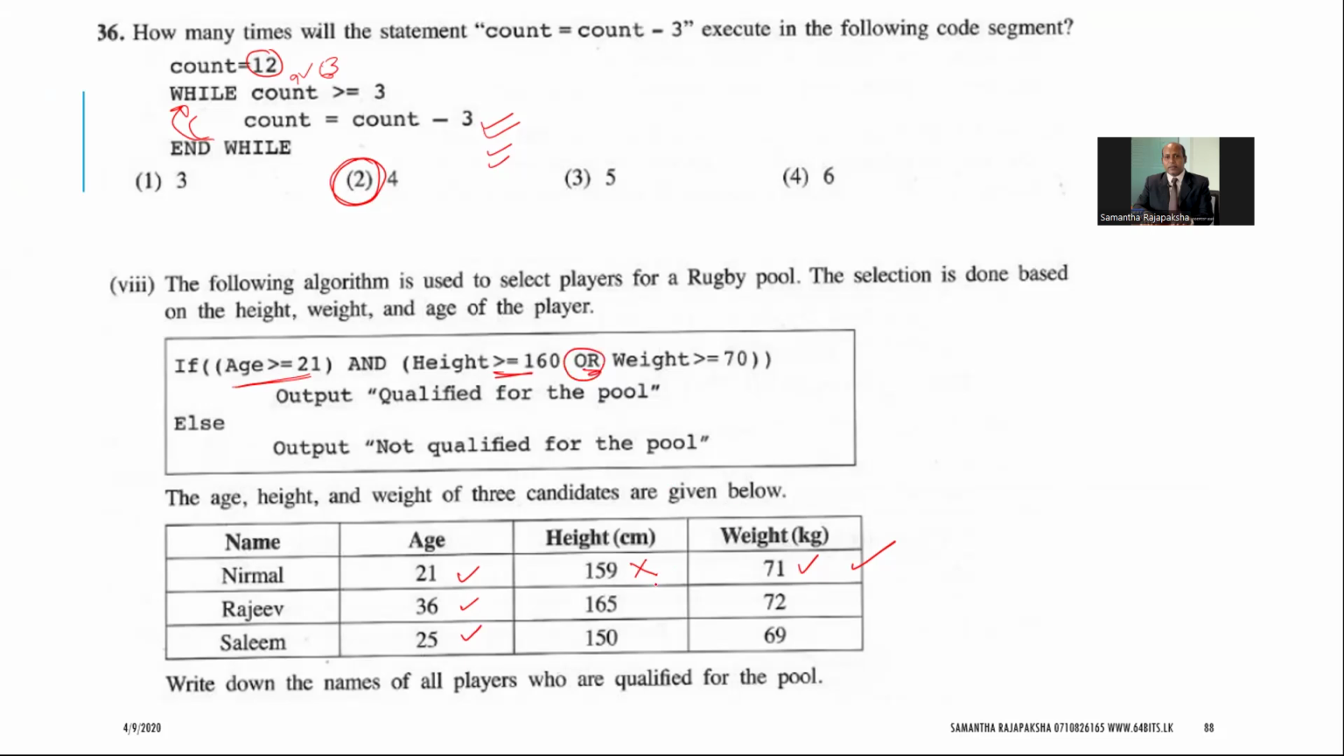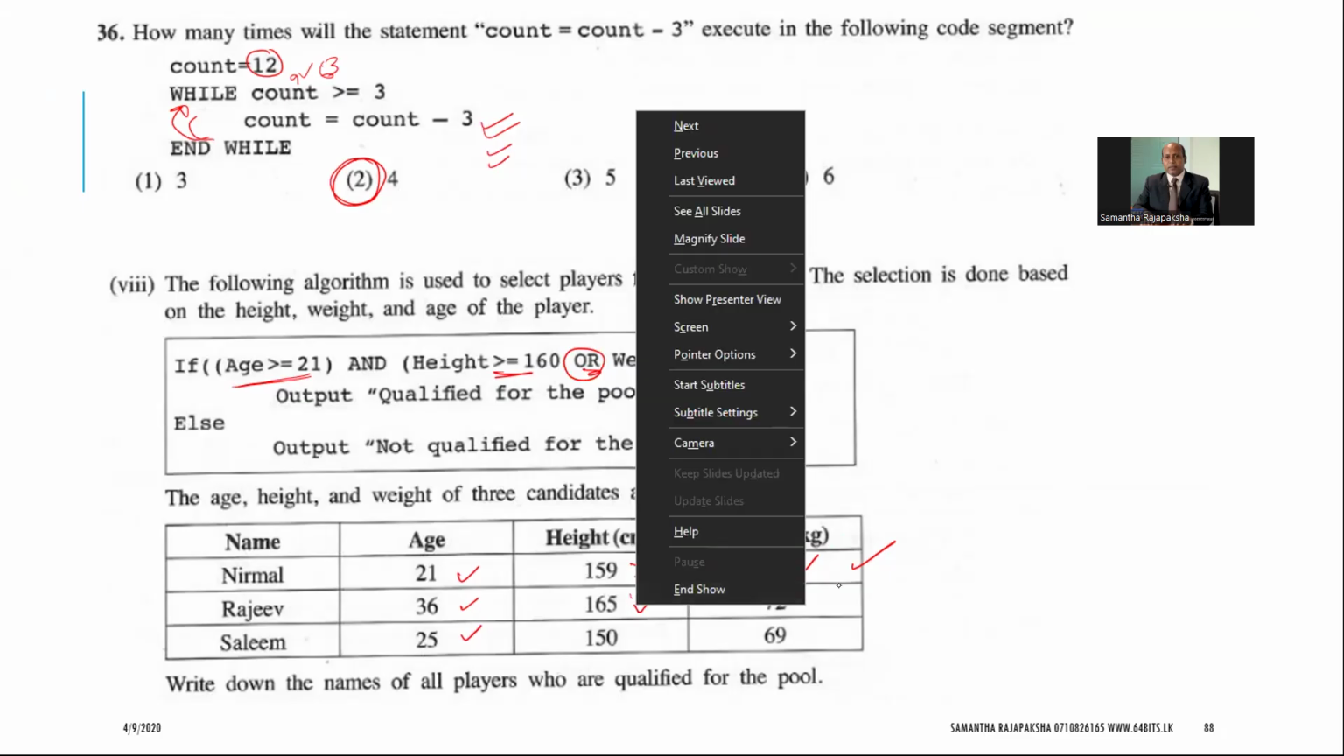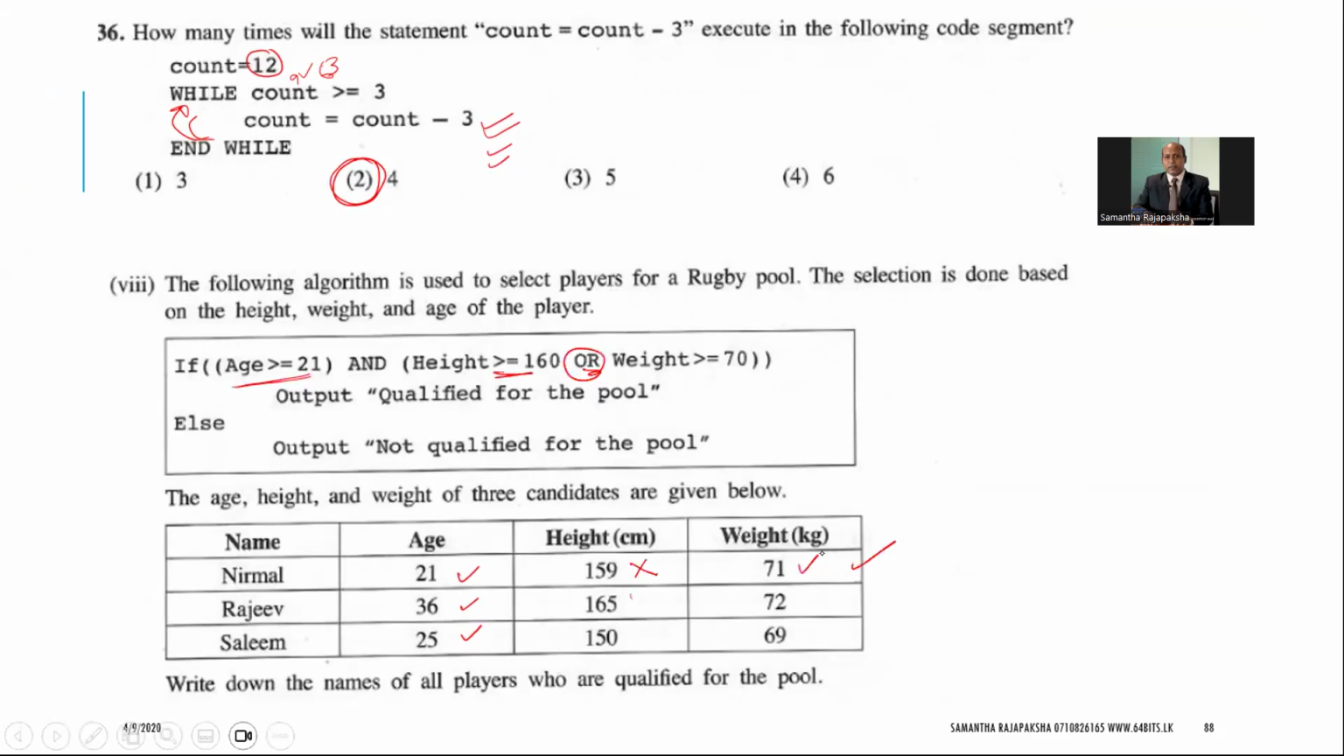Therefore, he is qualified. Now here, this one height is 160. That means he also qualified. But when it comes to this one, both are not satisfied. This one or this one, both are not satisfied, this condition and this condition. Therefore, he's not qualified. The other two are qualified. So that's how you have to do this. This is not difficult actually. Try to go through some other past papers also. This is not difficult, an easy lesson.